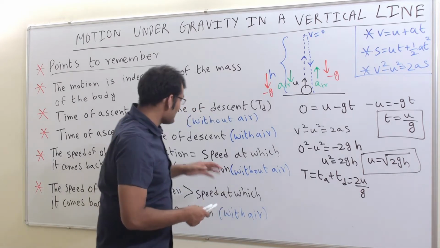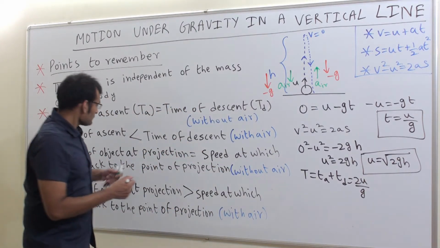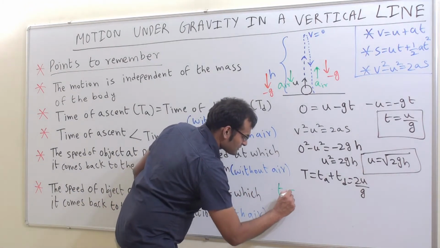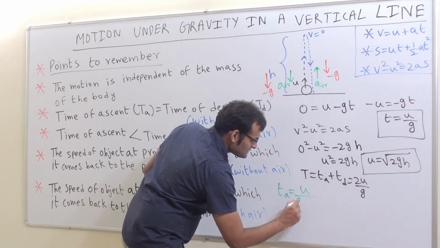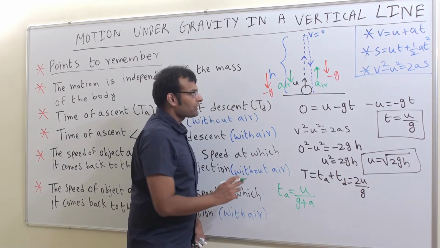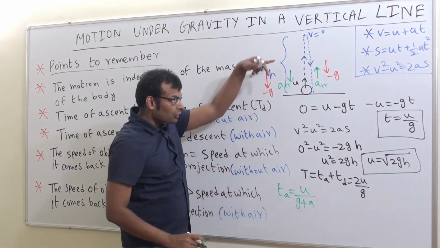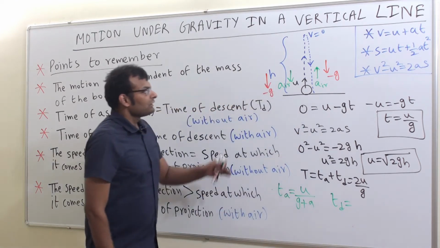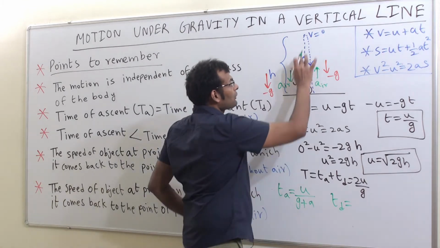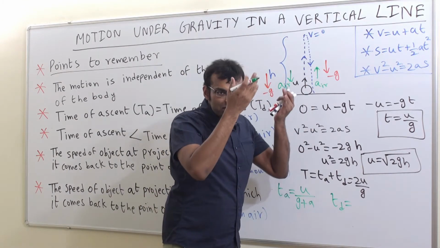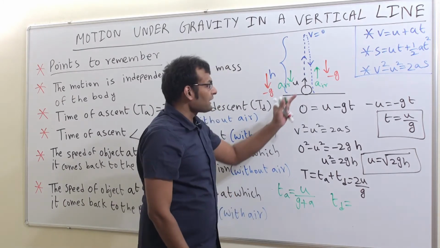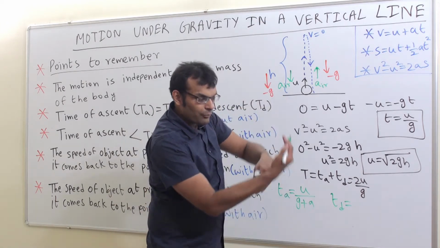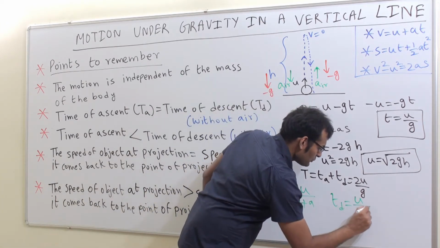So the time of ascent in this case with air would be TA is equal to U by G plus A. Why am I writing G plus A? Because you can see when it is going upwards, both are acting downwards. Now let me take TD. What happens? You can see the ball goes up, then comes down. Gravitation as usual is pushing the ball downwards, but air is opposing because air opposes the direction of motion. When the ball is falling, air opposes in this direction. So TD becomes U by G minus A.